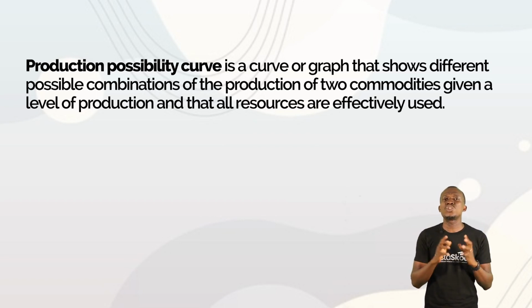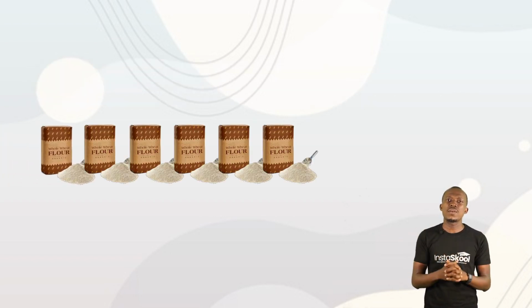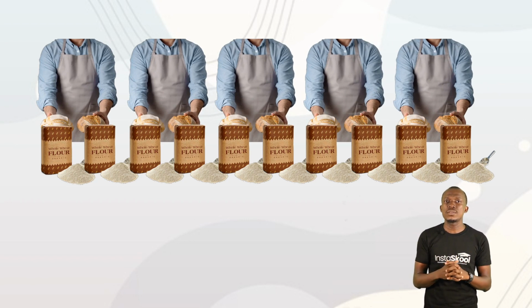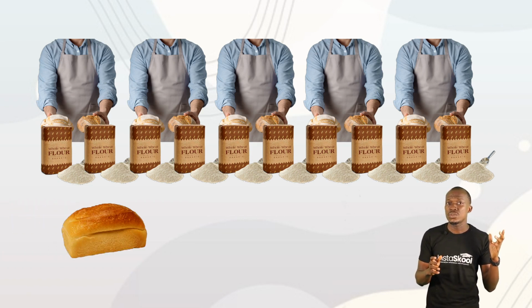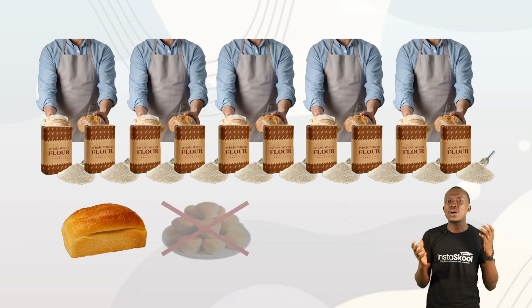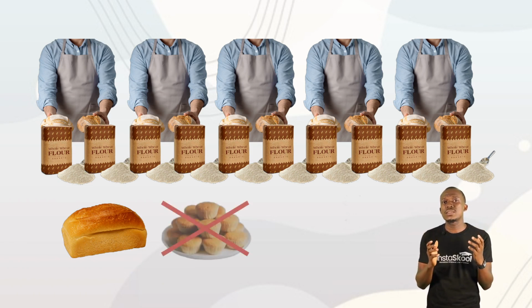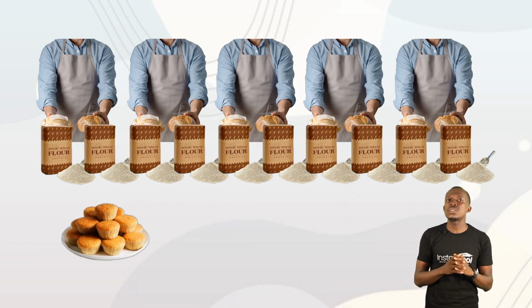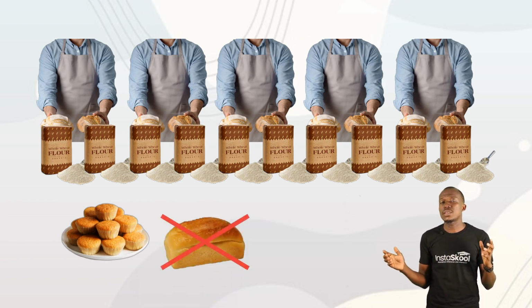This curve shows you how many options you have in producing. So take for example that you have 10 bags of flour and 5 employees. Your production possibility curve will tell you how much bread you can produce when you're producing no cakes, and how much you can combine it till you're producing a number of cakes and no bread.